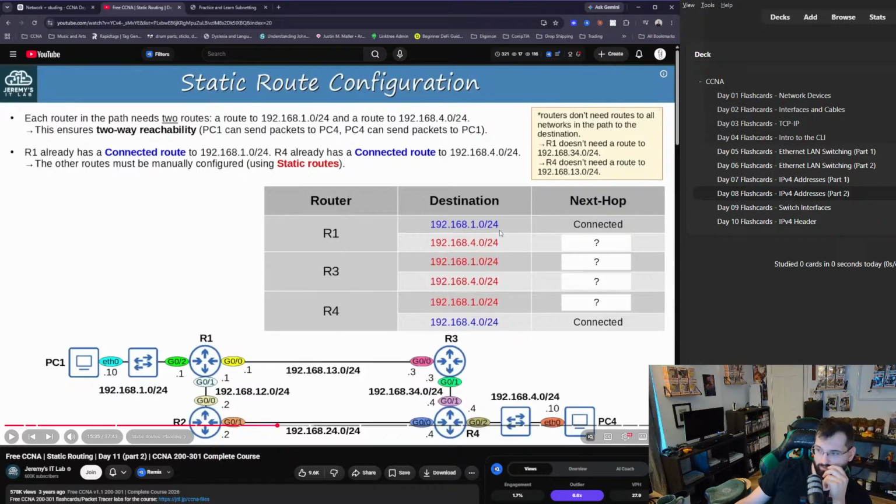That's our destination. Okay. R1 and R4's connected routes. Note I listed the next hop as connected. Then in red are the static routes we have to configure. I will show the answers, but before that, I want you to pause the video and think about what the next hop IP address should be for each route.